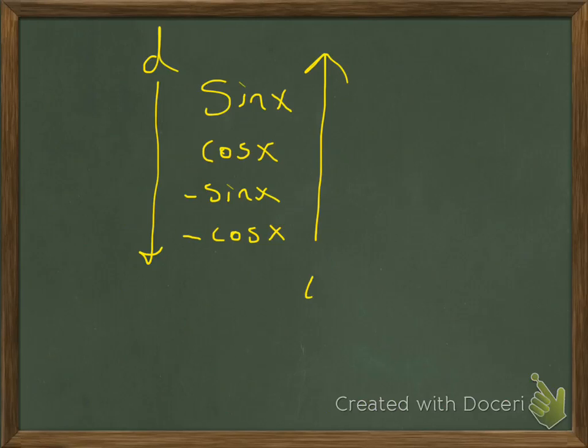So to go down the ladder, we take the derivative. To go up the ladder, we integrate or find the antiderivative, and this pattern's just going to repeat. So then we get sine x and cosine x, and you can go as far as you want in both directions.